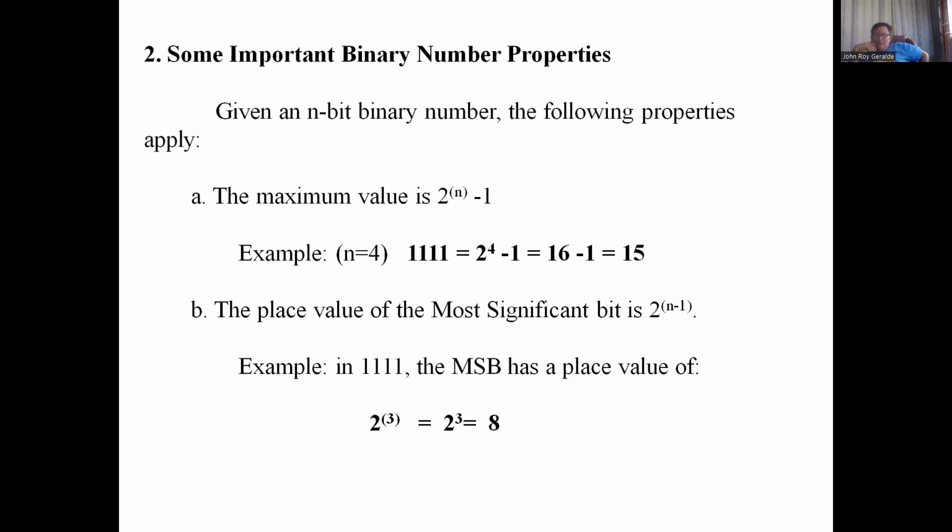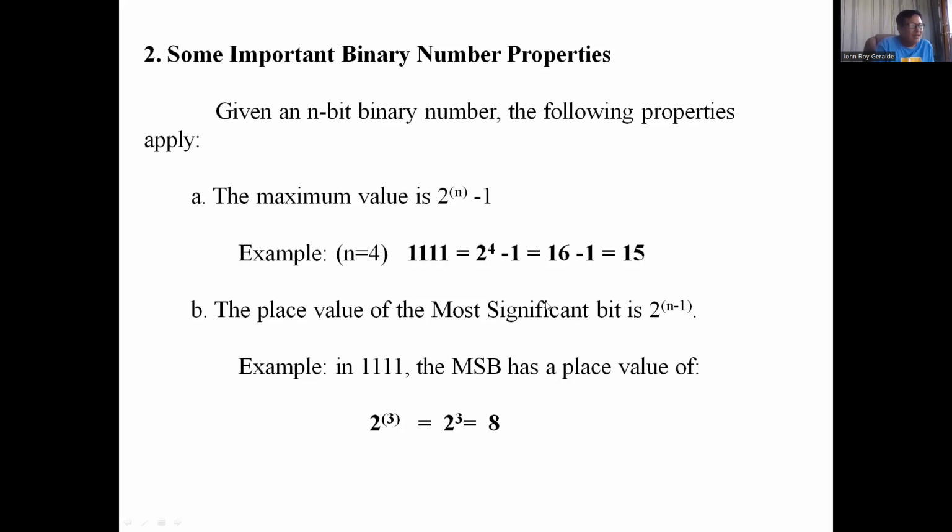Okay. Before we proceed, let's look at some important characteristics or properties of binary numbers. Given an n-bit binary number, let's say n is equal to 4, the maximum value is 2 raised to n, minus 1. For example, if the number of bits is 4, the maximum value is 1111. So it's 2 to the 4, which is 16, minus 1, 15. Is that correct? 1 plus 2 is 3, plus 4 is 7, plus 8 is 15.